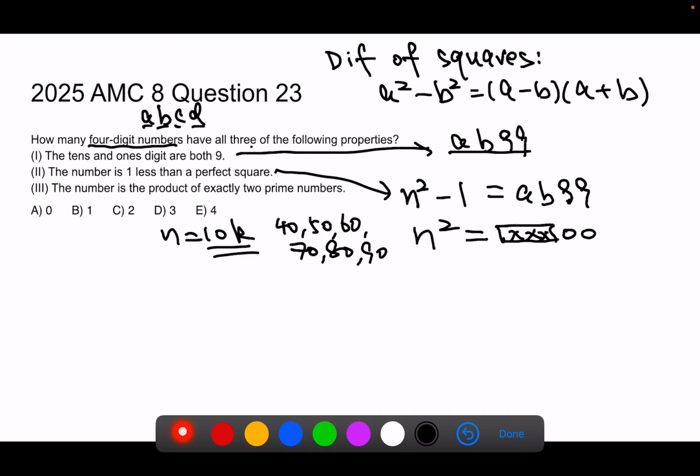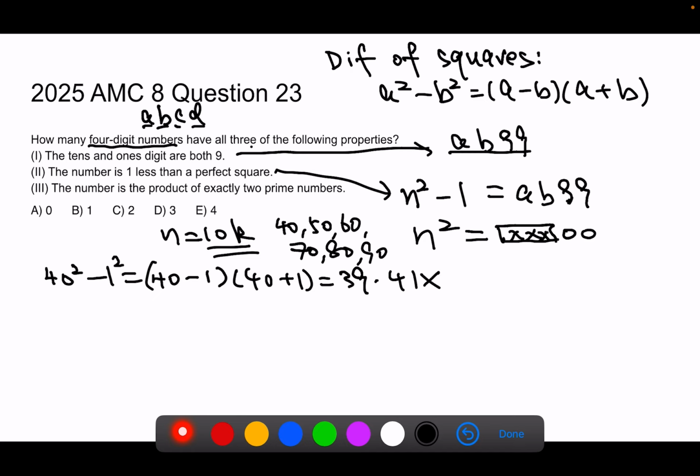Now let's take a look at 40 squared minus 1. If n equals 40, 40 squared minus 1 is equal to 40 minus 1, because 1 is the same as 1 squared, times 40 plus 1. So this is going to be 39 times 41. And this one doesn't work because 39 is not a prime. So we can continue on. 50 squared minus 1 squared is going to be 49 times 51. Well, 49 is 7 squared, so it doesn't work.